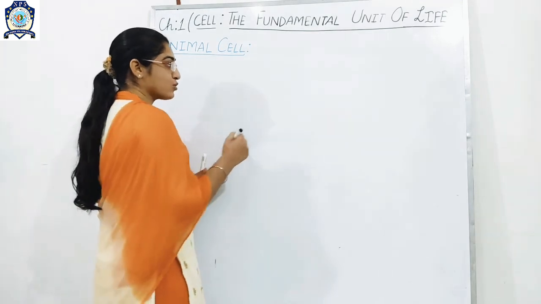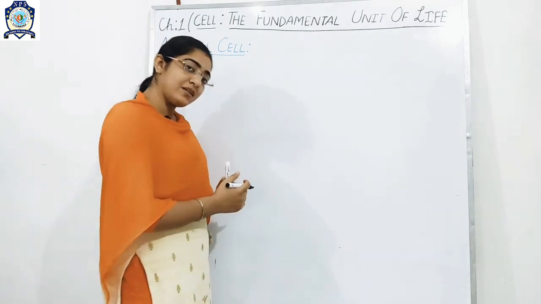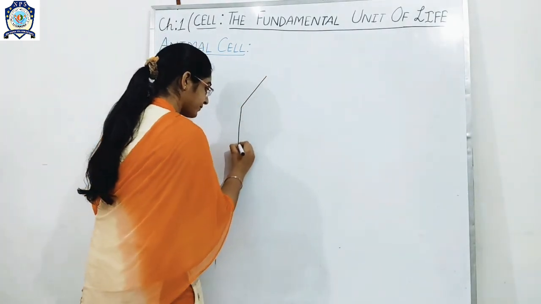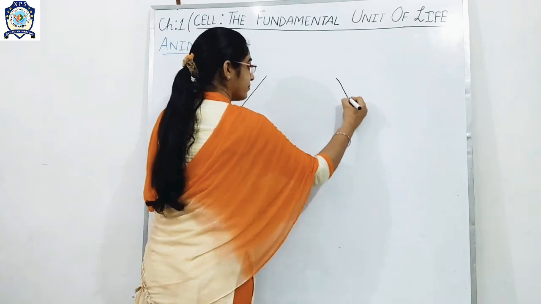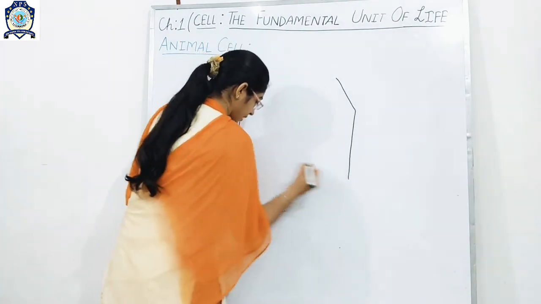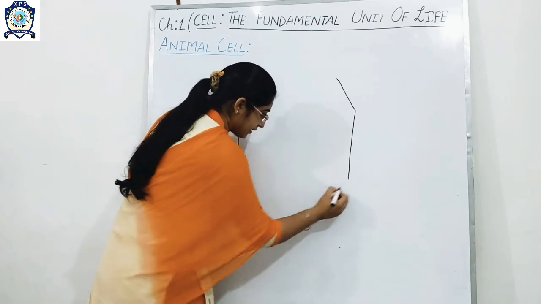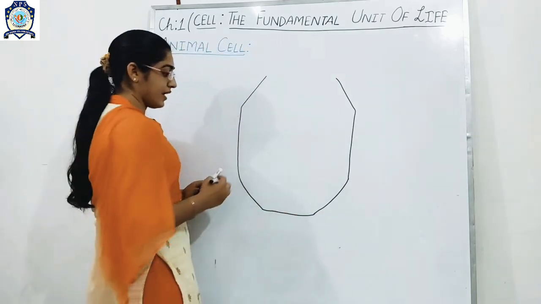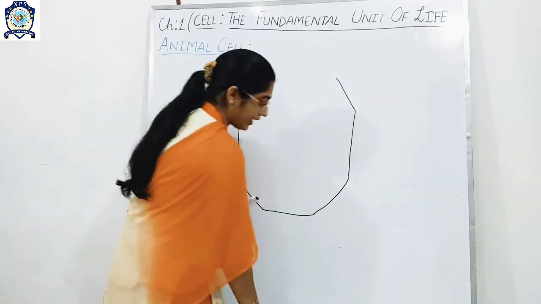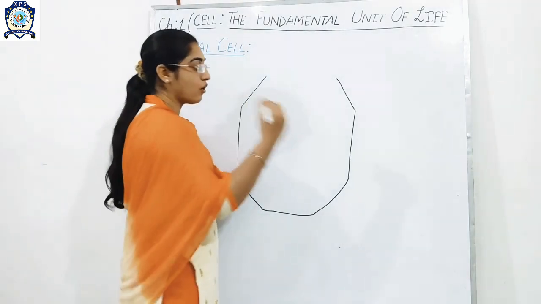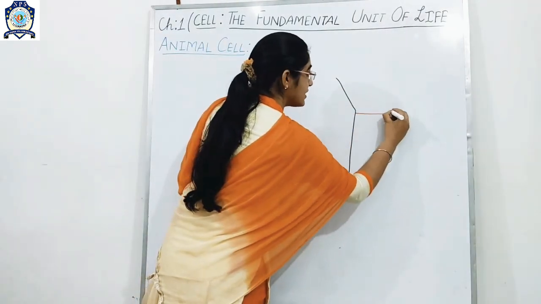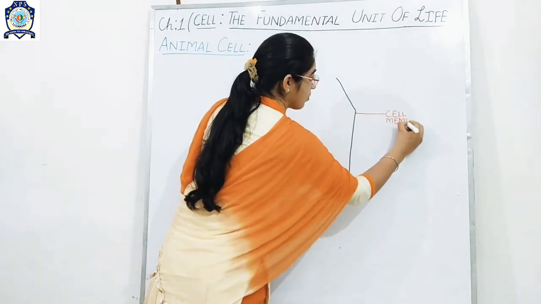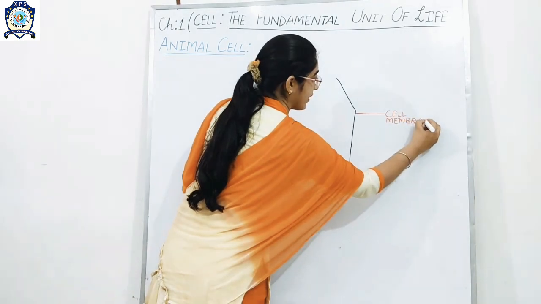So here I am going to draw the diagram of the animal cell. How can we draw it? In this way, draw the outer boundary of the cell. This is a typical animal cell. This is the outer boundary, and the outer boundary of the cell, as we know, is called the cell membrane.